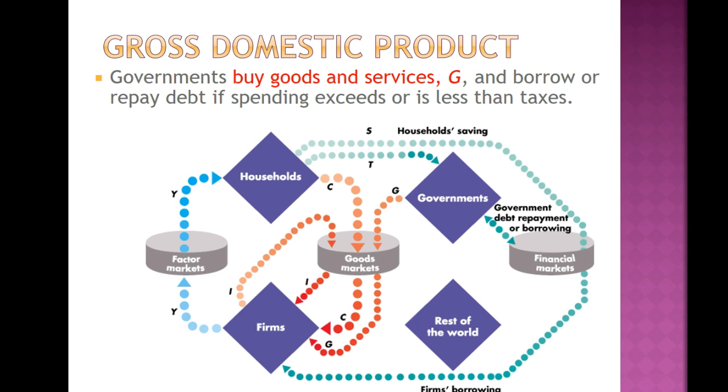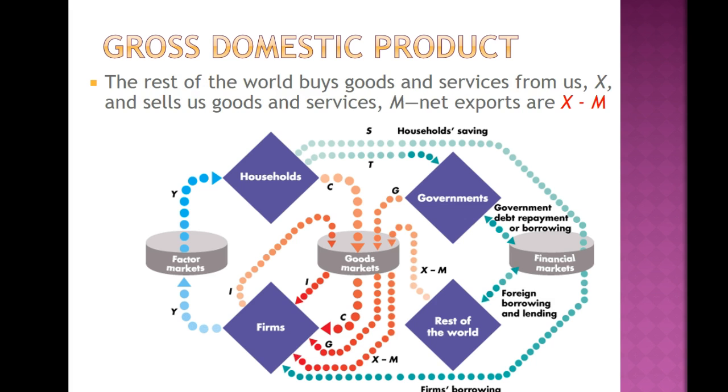Okay, so we should move to the next one. This is X and M. So X minus M is what we're looking at. This is where the rest of the world comes into play. We're going to see an arrow go from rest of the world up through goods markets, and then we're going to see that same arrow come back through into firms.